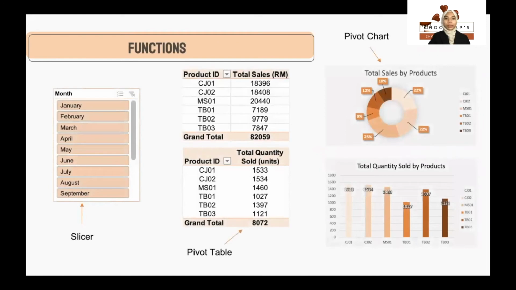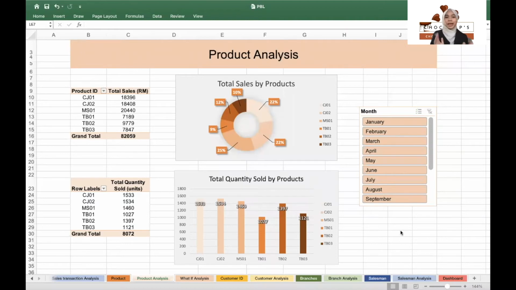So this is the function we use. This is the slicer. The slicer is used to filter the pivot table by months, and this is the pivot table. It is used to summarize the data, and this is our pivot chart. Next, we will move on to Excel.